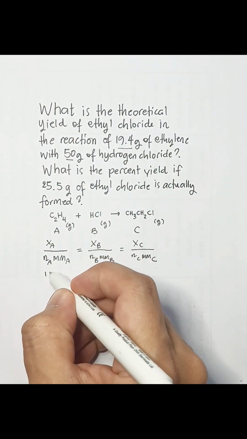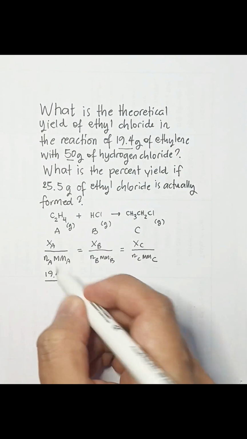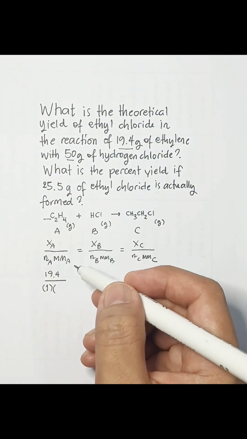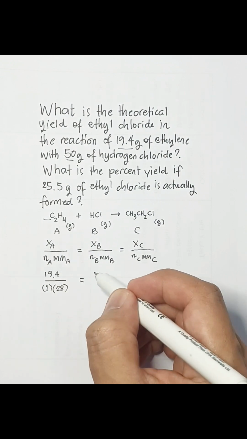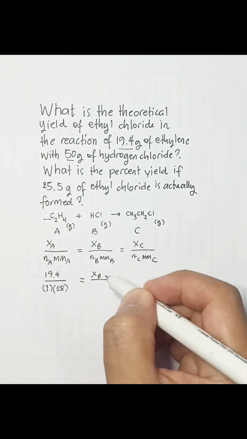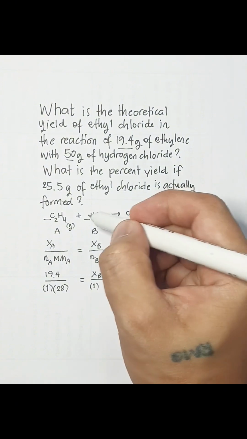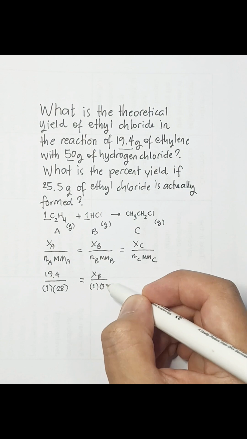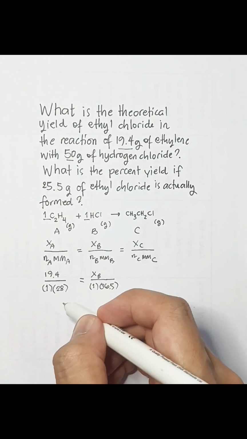To determine the limiting reagent, let's substitute 19.4 grams to XA and divide it by the product of the mole coefficient of ethylene times its molar mass, 28. On the right side of the equation, keep XB as a known divided by the mole coefficient of HCl times the molar mass of HCl, which is 36.5. Rearranging the equation will give us the mass of HCl that will completely react with 19.4 grams of ethylene.